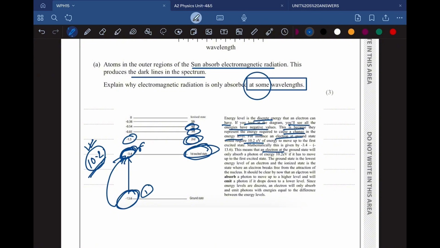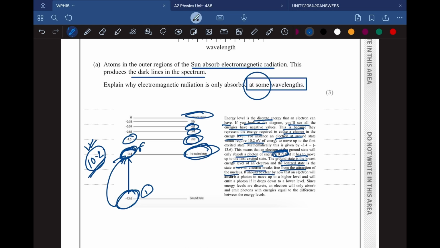This means that an electron at the ground state will only absorb a photon of energy 10.2 electron volts. If it has to move up to the first excited state, it will have to get this 10.2 electron volts. The ground state is the lowest energy level of an electron, and the ionized state is the highest. It is the state where an electron breaks free from the attraction of the nucleus. This is not important actually for you.